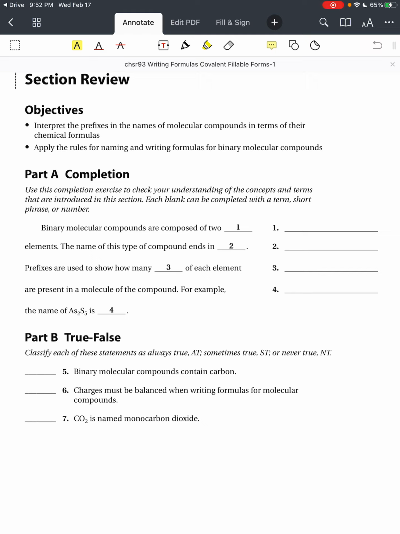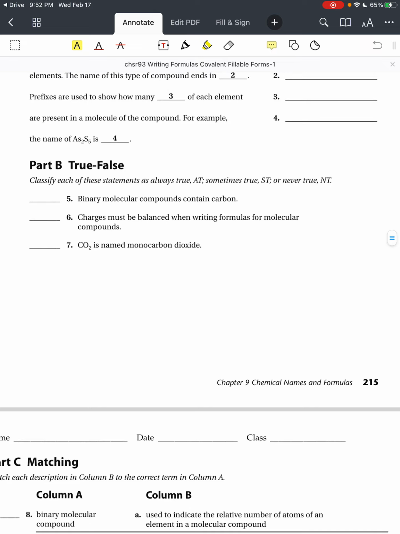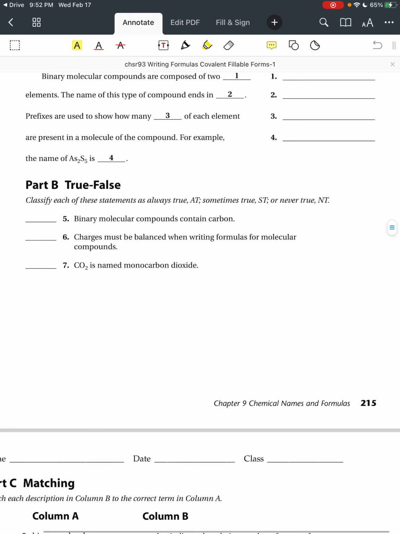in a molecule. For example, the name of As2S5 would be called diarsenic pentasulfide. Diarsenic pentasulfide. Now in the true-false, I have 3 conditional true-false here. Binary compounds contain carbon, like carbon disulfide, but sometimes they do and sometimes they don't. So 5 is ST, sometimes true.